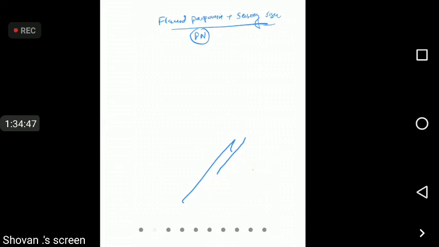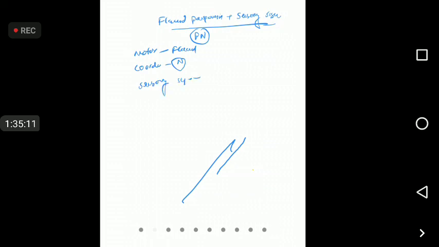And coordination is normal, and sensory system examination reveals bilateral, symmetrical loss of all modalities of sensation in stocking pattern. So the findings are: motor system shows flaccid paraparesis, coordination normal, and sensory examination reveals bilateral symmetrical loss of all modalities of sensation in stocking pattern.